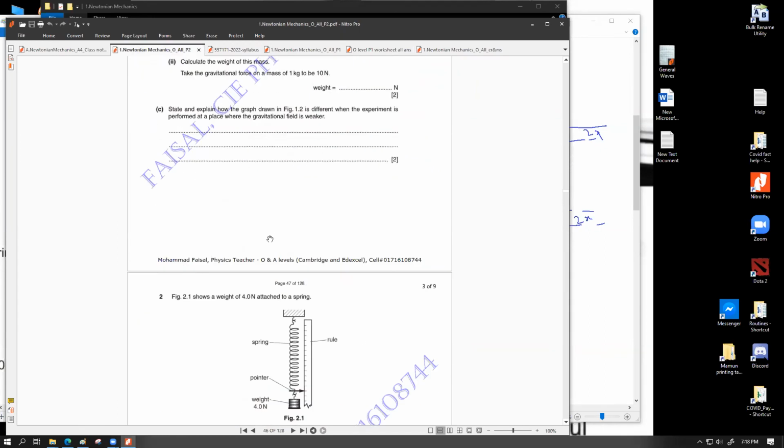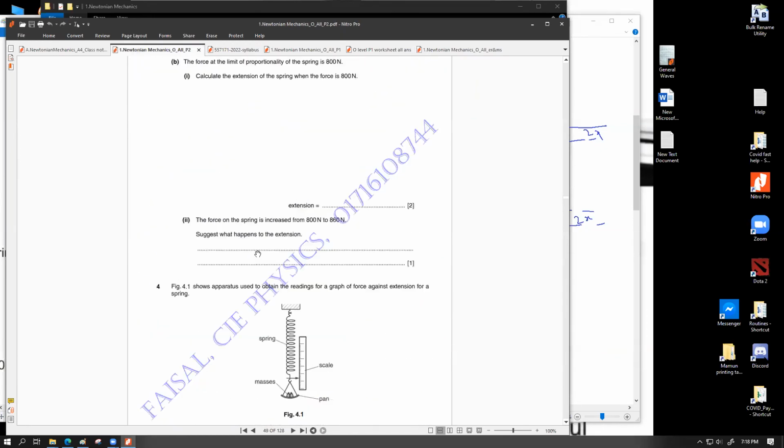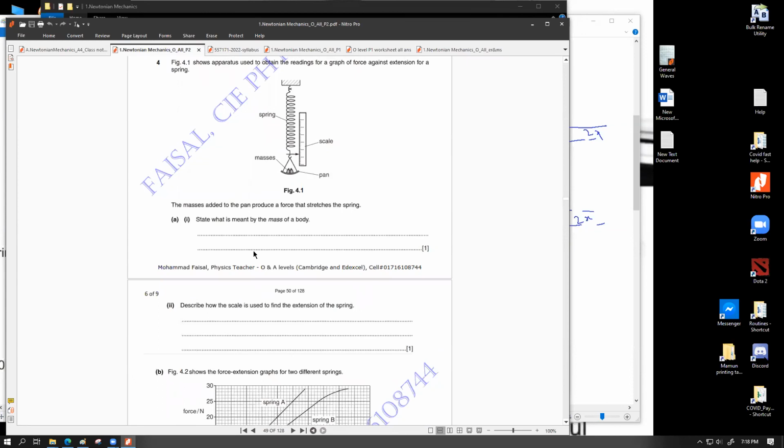Next it says, describe how the scale is used to find the extension of the spring. So in this case, you have to use a little bit of experimental procedure. The idea is that when load is applied, the marker moves down. By subtracting the previous reading from the new reading, we can find the extension. So you have to write a little description, although there is only 1 mark, but you have to write the whole thing.